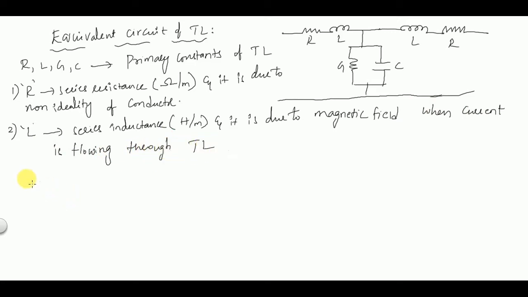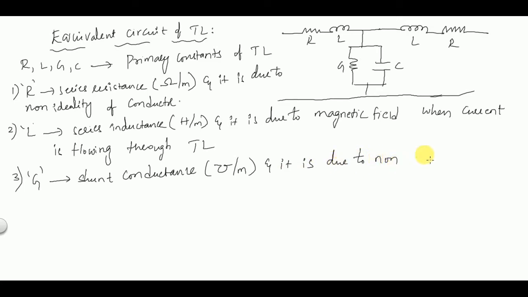Okay, so third, G. This G is called the shunt conductance, measured in mho per meter or Siemens per meter. It is due to the non-ideality of the dielectric medium present between the two conductors.